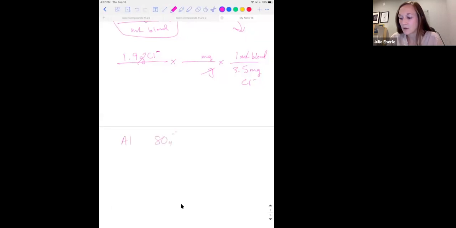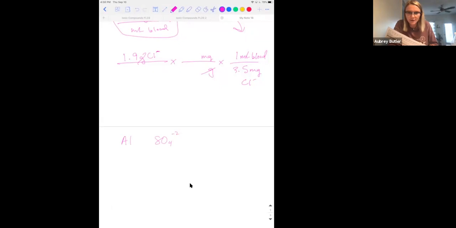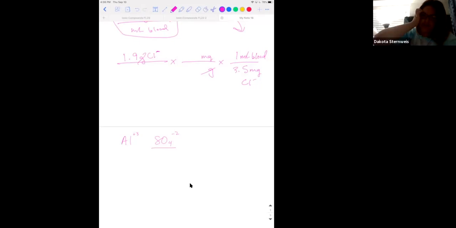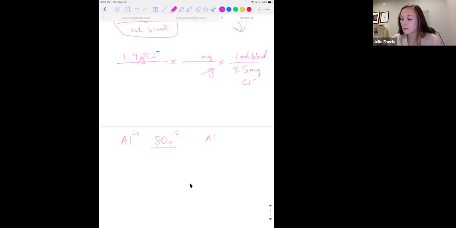Well, if you know your polyatomics, you know sulfate's negatively charged. What will aluminum carry as a cation? 3, yep. So now let's apply the switch trick. Remember, this is a polyatomic. What do you do when you have more than one? Parentheses. Yes, thank you, Dakota. Al, so it looks like we'll need two of those.